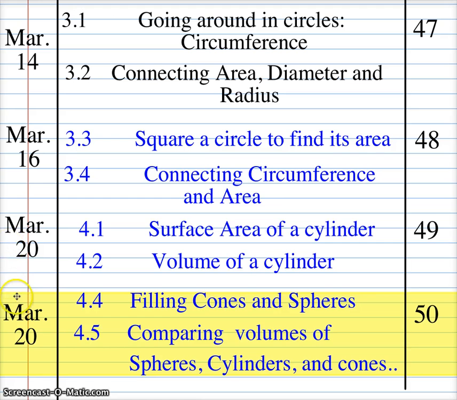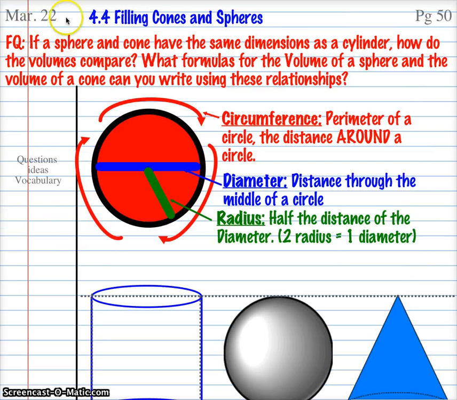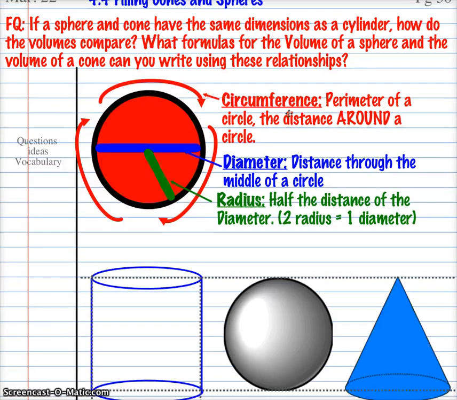So filling cones and spheres, page 50, March 22nd, not the 20th, so 22nd. All right, so March 22nd, filling cones and spheres. If a sphere and a cone have the same dimensions as a cylinder, how do we find the volume? How do we compare the volumes? What formulas for the volumes of spheres and the volume of a cone can you write using these relationships?